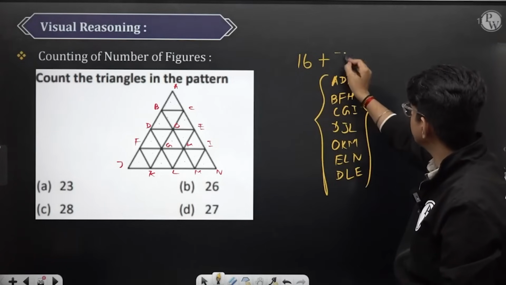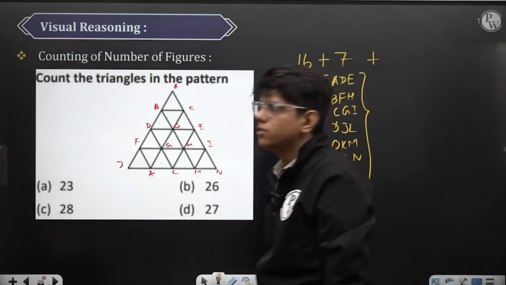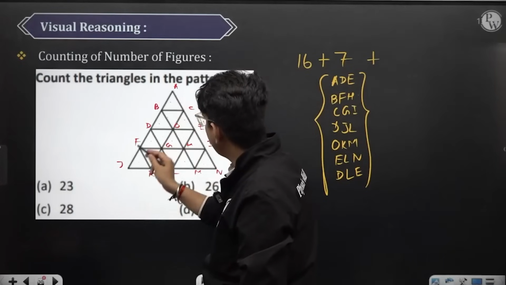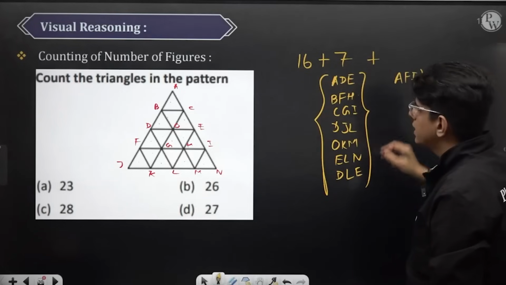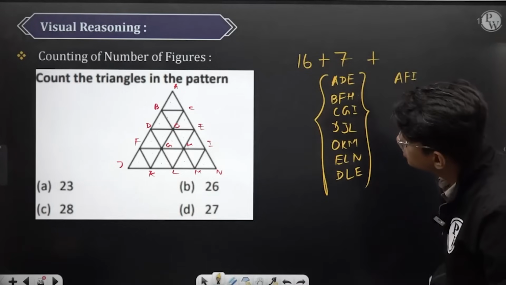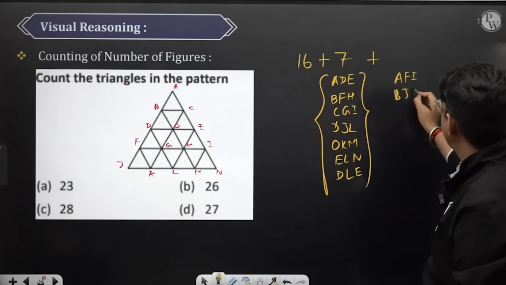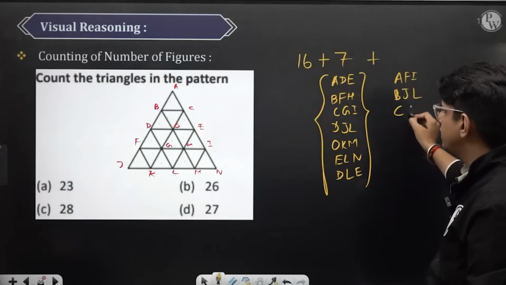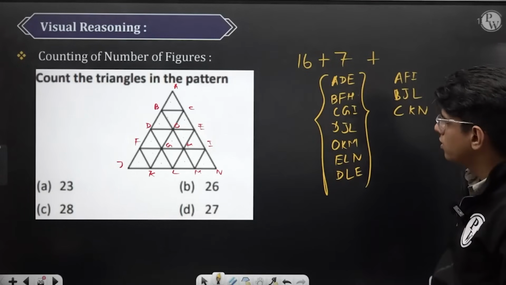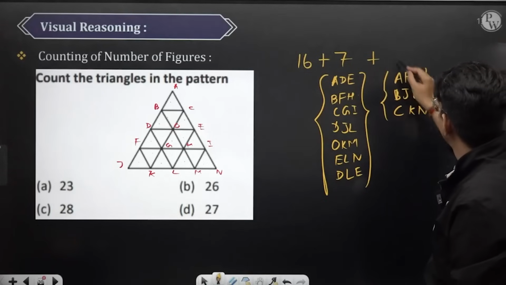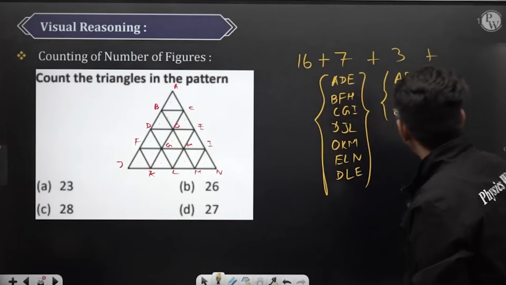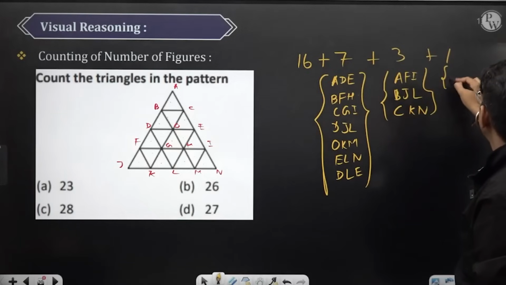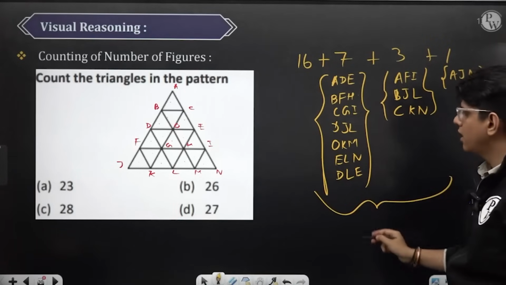7. We move to bigger triangles having these dimensions: A, F, I. See, A, F, I. Another such triangle can be B, J, L. Then C, K, N. Right? So there are 3 such. And plus 1, the largest possible, A, J, N. So if you do the total, there are how many?